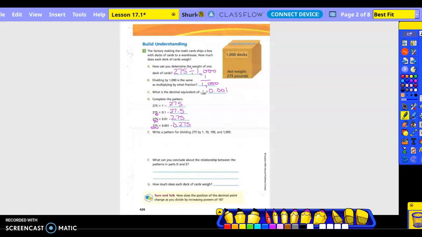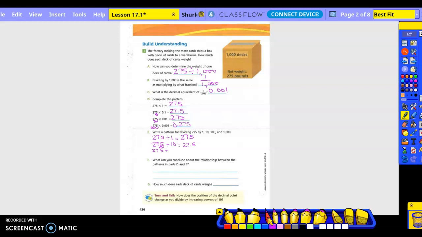Okay, so write a pattern for dividing 275 by 1, 10, 100, and 1,000. So let's go ahead. We're basically just going to write it like they did. So 275 divided by 1 equals, anything divided by 1 is? The same. Oh, 275. Whoops. 275 divided by 10. We go one place to the left, right? Which equals 27.5.